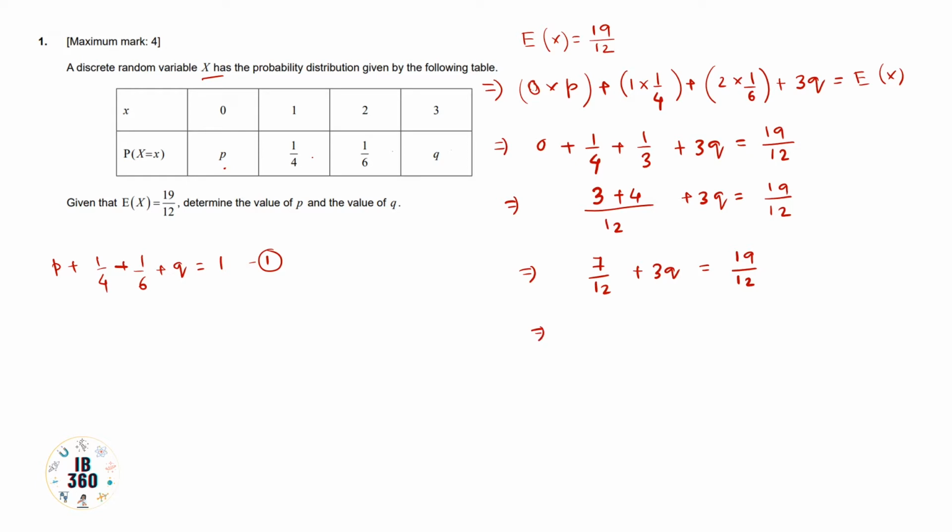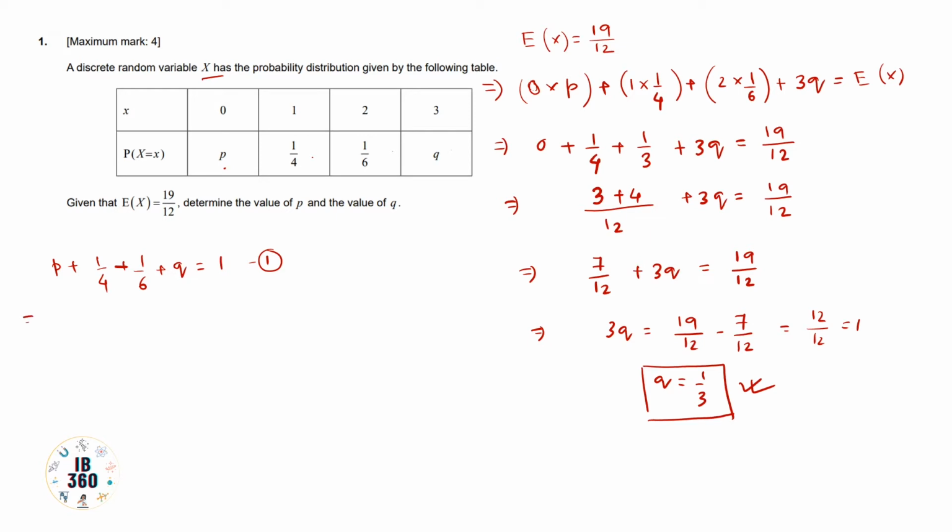So we will get 3q equals 19/12 minus 7/12, that is 12/12, which equals 1. So q equals 1/3. This we will get, that is q equals 1/3. So we have got the value of q.